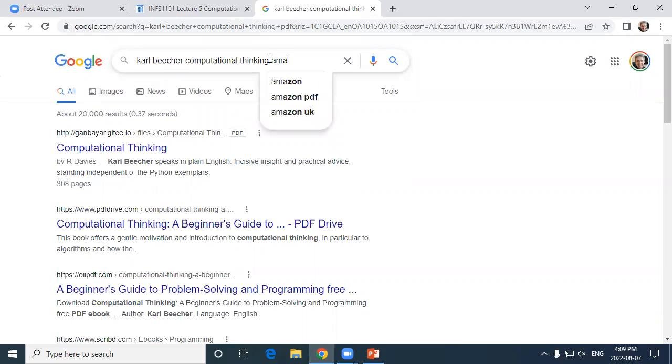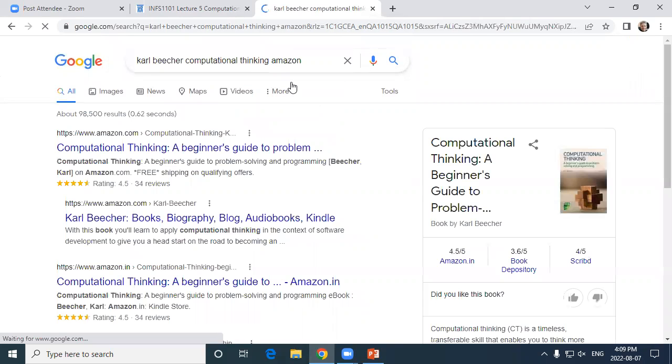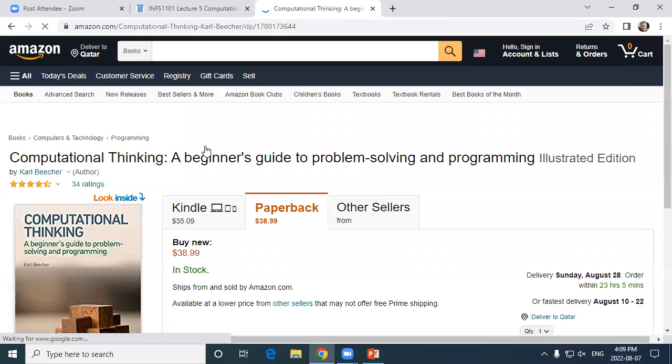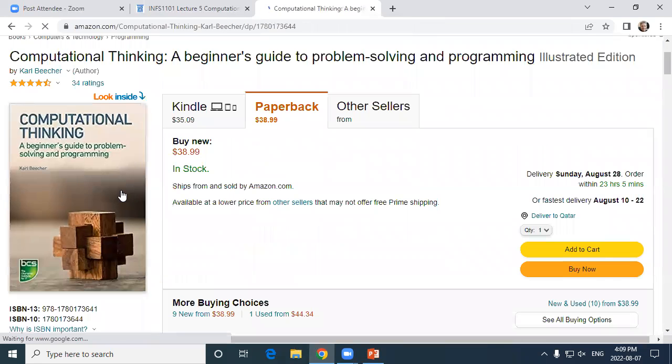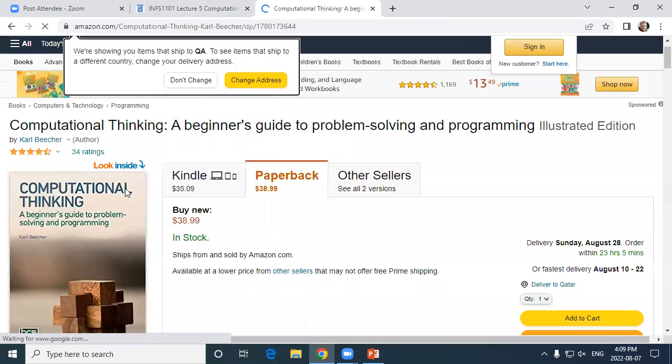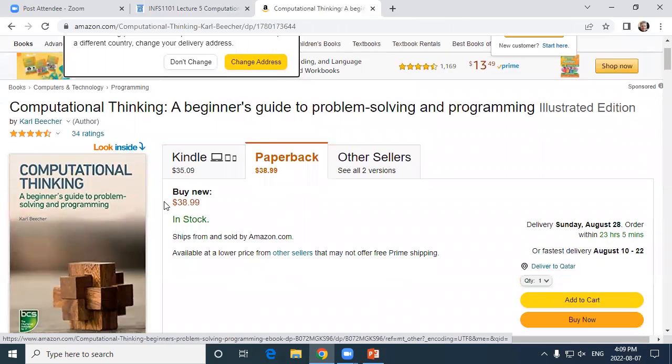Now, I actually have a, there we go, Beginner's Guide to Problem Solving. That's the one, pretty sure. Yeah, that's the one. So you could use that. It's going to cost you money.